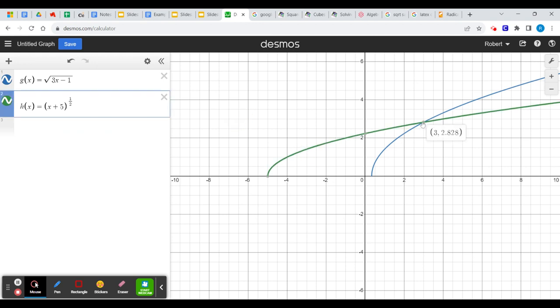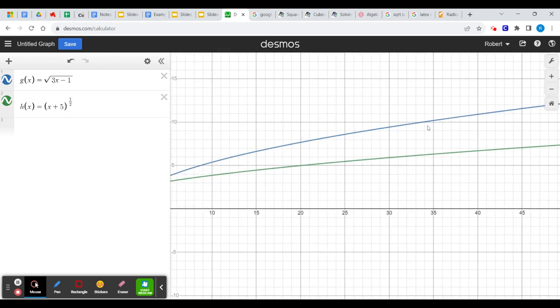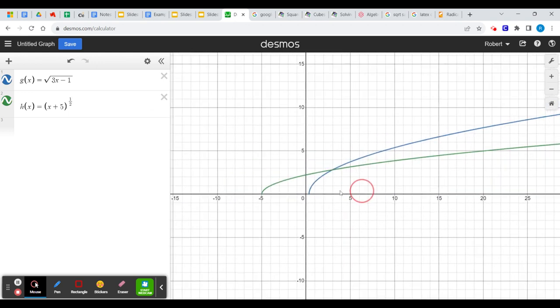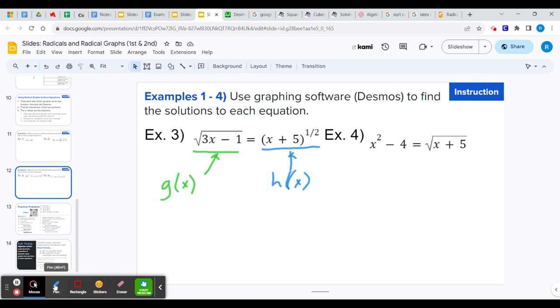We look at our graph, we find that intersection. It looks like it is at an x value of 3. I'm going to zoom out a little bit to see that, all right, my graphs are splitting apart even further as we go. So taking that solution of x equals 3 should be good. So in example 3, x equals 3.